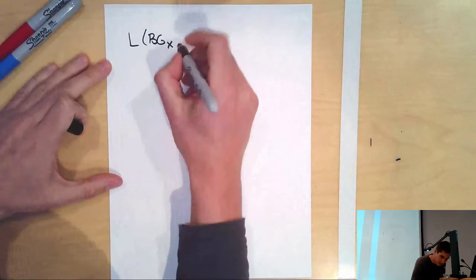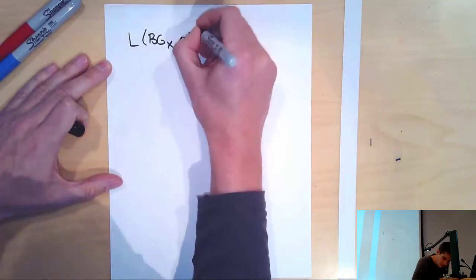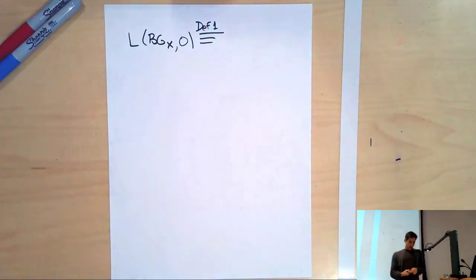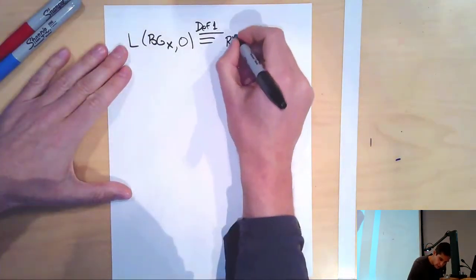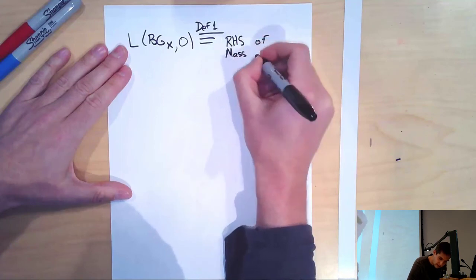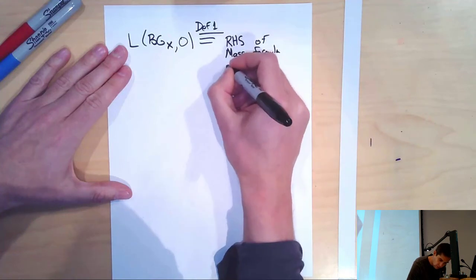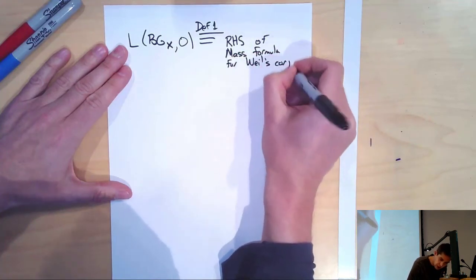So what's L(BG_x, 0)? Well, if I use definition 1 of the L function, the one that's given by taking a product over stalks, this is equal to the right-hand side of the mass formula appearing in Weil's conjecture for G.